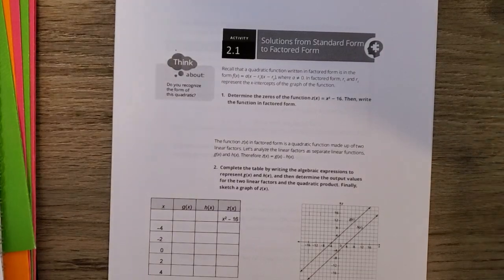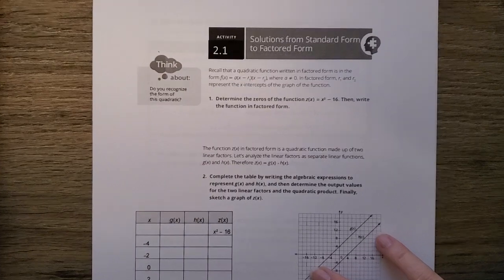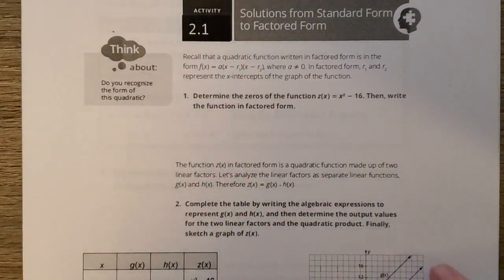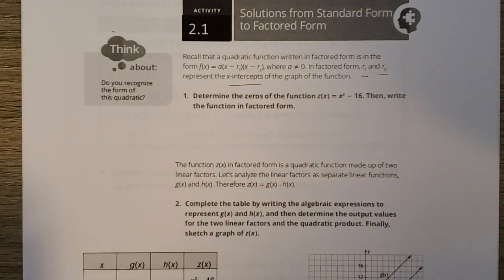Okay, so 2-1, solutions from standard form to factored form. Let me zoom this in a little bit for you. Recall that a quadratic function written in factored form is in the form f of x equals a times x minus r1 times x minus r2, where a is not 0, and in factored form, r1 and r2 represent the x-intercepts of the graph. So this says determine the zeros of the function z of x equals x squared minus 16. Then write the function in factored form.